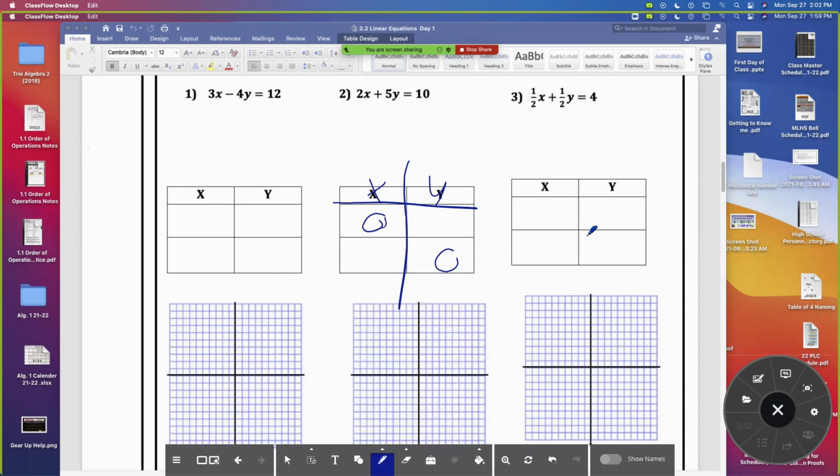It's telling you to plug in a 0 for X and solve for Y, then put in a 0 for the Y and solve for X. So you can use that to help you out.